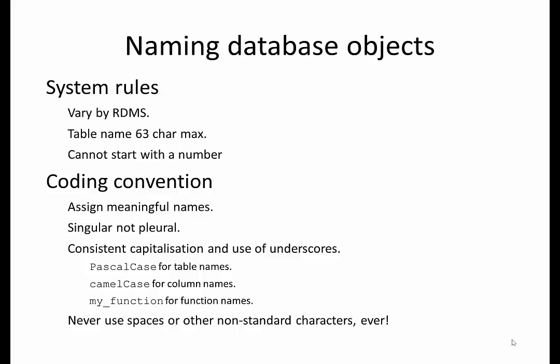Camel case is where your first word starts with a lower case, and your second and subsequent words start with an upper case. It's meant to look like a camel's hump. And function names generally have underscores and are all lower case. Certainly in Postgres, as soon as you start using capitals, you have to start quoting things as well. But anyway, I think that's what's recommended in the style guide for Postgres. Never use spaces or other characters, ever, ever.